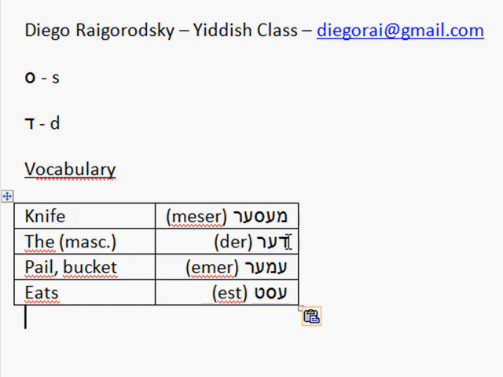Here we have der. Der is the definite article, the, okay, but for masculine things, okay? In Yiddish there is differentiation between masculine and feminine nouns, okay? We have already seen the indefinite article, the a, yeah, like to say a mame, a tate, and now we have der to say the definite article for masculine things like der tate, okay? So we have a tate and der tate.